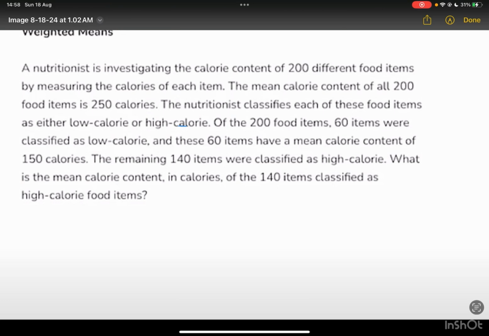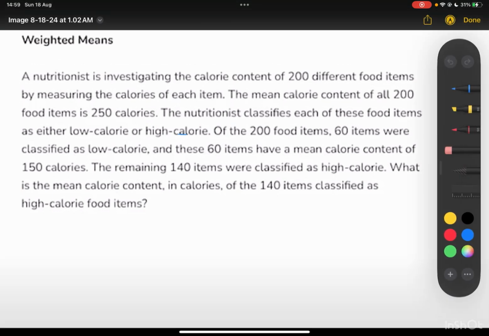So we're going to start with the weighted means. A nutritionist is investigating the calorie content of 200 different food items by measuring the calories of each item. The mean calorie content of all 200 food items is 250 calories. The nutritionist classifies each of these food items as either low calorie or high calorie. Of the 200 food items, 60 items were classified as low calorie, and these 60 items have a mean calorie content of 150 calories.